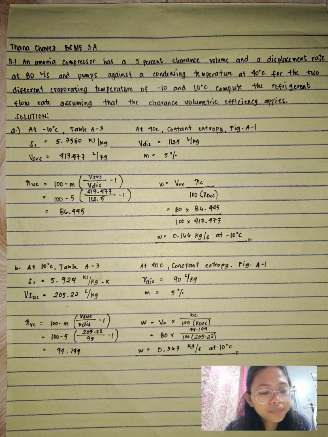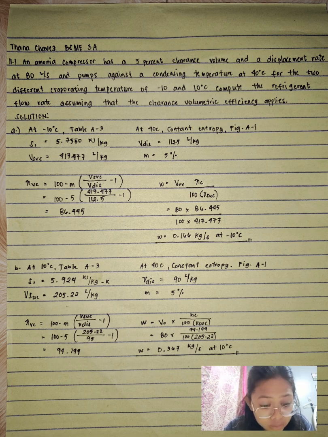At letter A, at -10 degrees Celsius from table A-3, S1 is equal to 5.7550 kilojoule per kilogram K. Next, V suction is equal to 417.477 liter per kilogram. At 40 degrees Celsius, constant entropy from figure A-1, V discharge is equal to 112.5 liter per kilogram and m is equal to 5%. So first we need to solve the clearance volumetric efficiency.